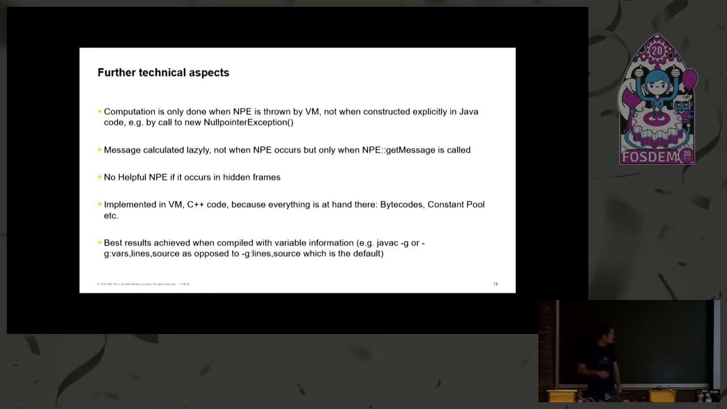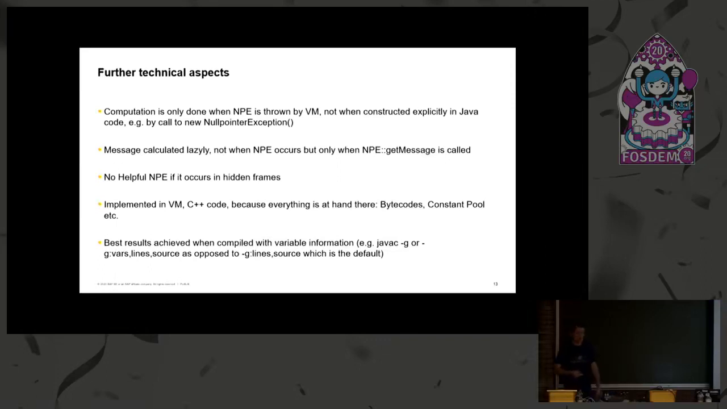Okay, and the first thing was, we are talking only about the messages generated by the VM itself. So it's also possible that I do a new null pointer exception, construct an exception, but then the developer knows what he's doing. He would probably also enter a meaningful message already. So okay, we won't capture this.